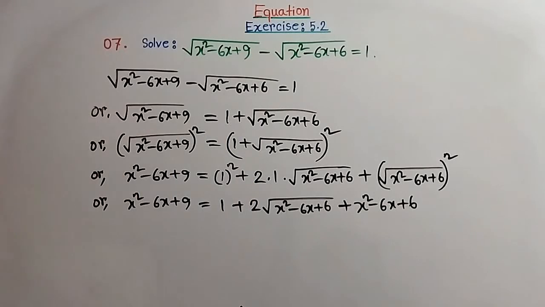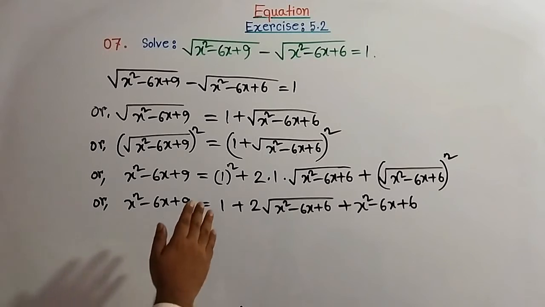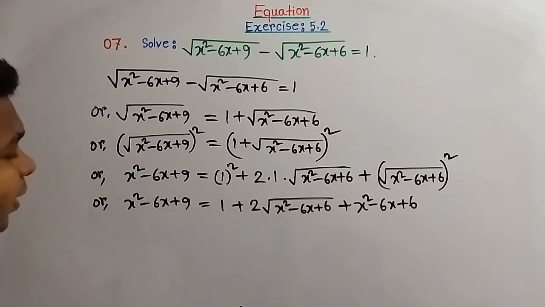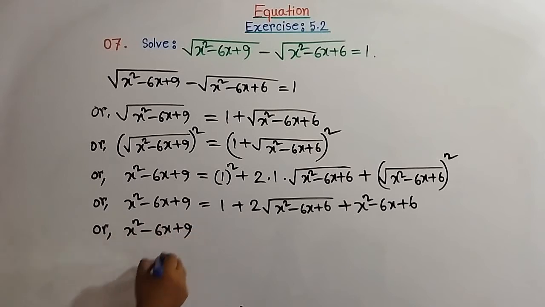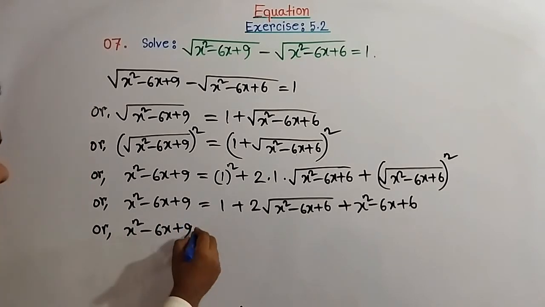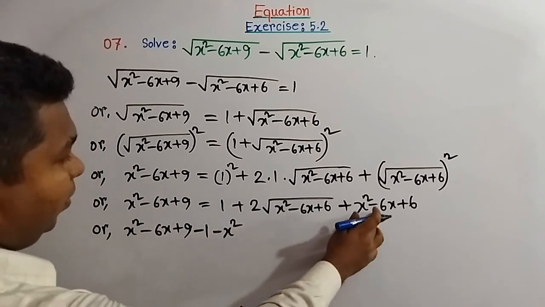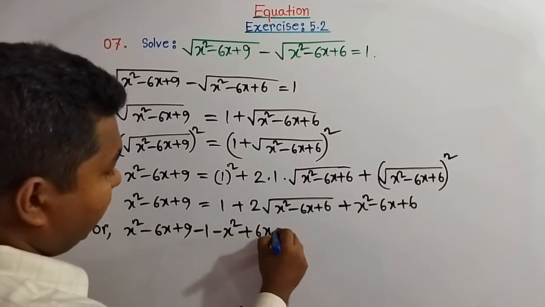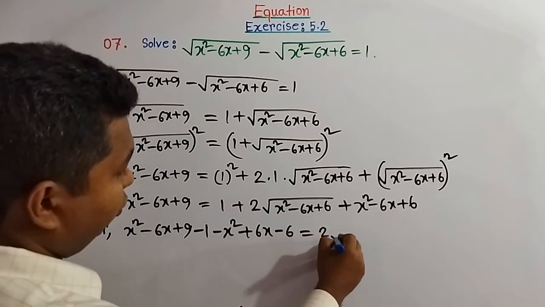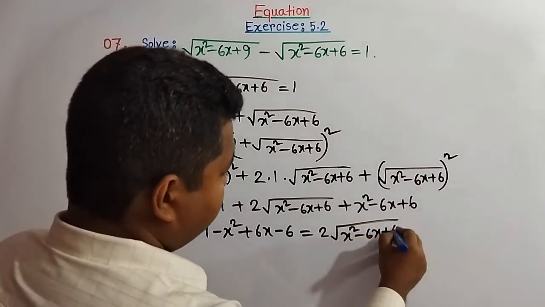Now in this equation there is only one term included in the radical sign, so we put this term at the right hand side, that is at one side, and all other terms at the other side. So x² − 6x + 9, then here +1 becomes −1, +x² becomes −x², −6x becomes +6x, and +6 becomes −6, equal to 2 times the square root of x² − 6x + 6.